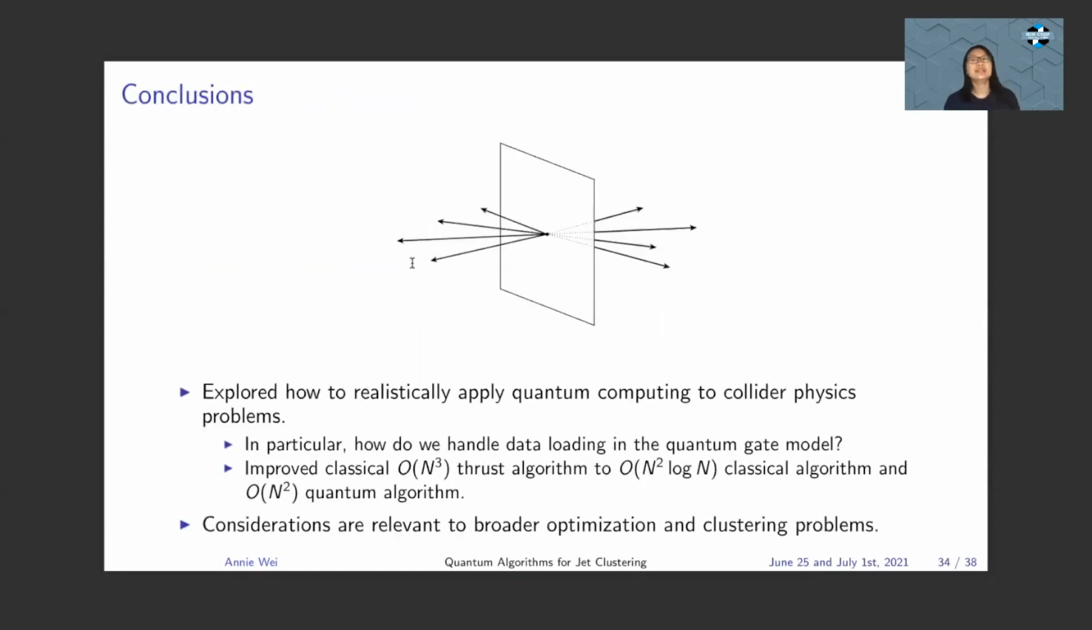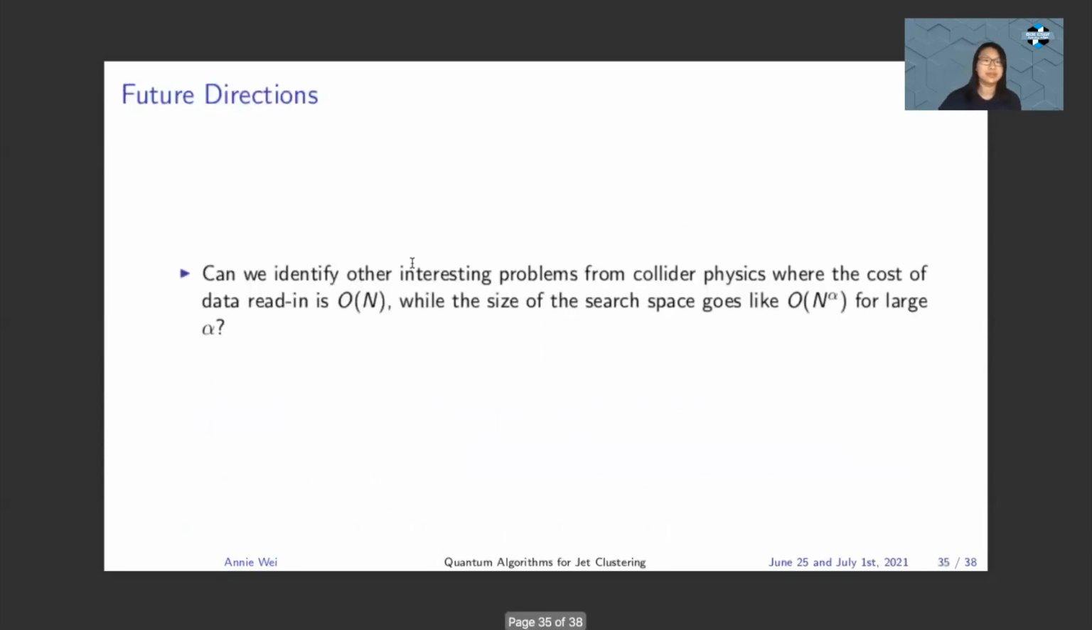To conclude, we thought about some more realistic considerations if we did want to try to apply quantum computing to collider physics problems. In particular, you have to think about data loading, which means that this naive square root speedup is maybe not as great as it seems on paper. We improved this classical thrust algorithm, both classically and quantumly, and we considered some things you'd have to think about in general for optimization and clustering problems.